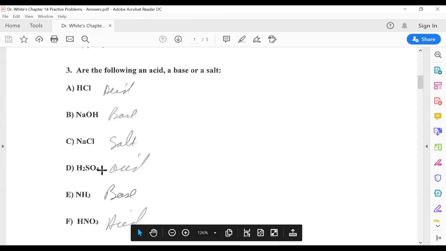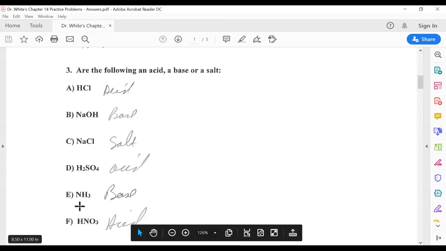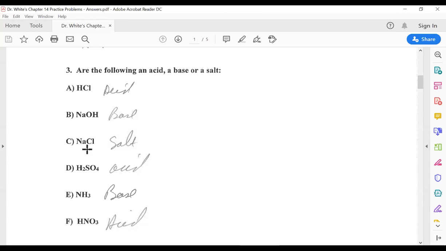Now the others, let's look at it. It has an OH, which is called hydroxide. It's going to always be a base, and therefore sodium hydroxide, or if this were a K, potassium hydroxide, is a base. Now here's a base, so you just have to learn ammonia is a base. And then I threw in your old favorite, please pass the NaCl, sodium chloride. I hope you know it's a salt. It's neither acid nor base.